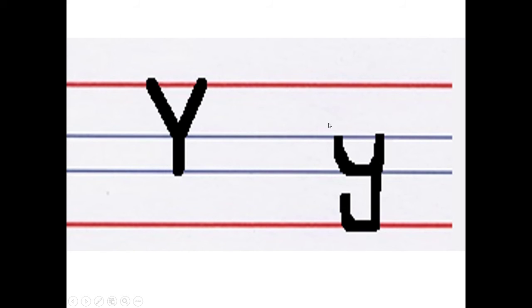Now, how do we write Y small? We start from the second line. We go down, then we go to the right, then we go back up, then we go down, down, down, down, then we draw a slide. We go back up. 1, 2, 3.